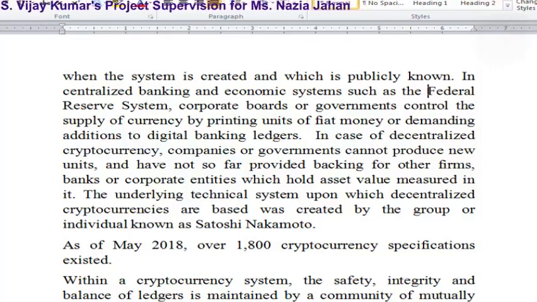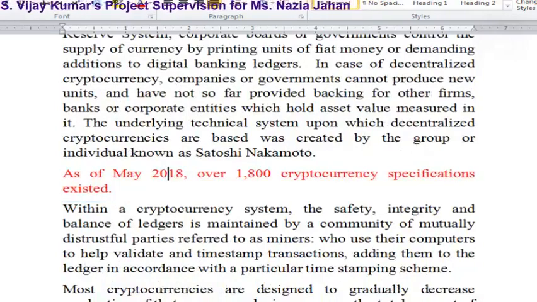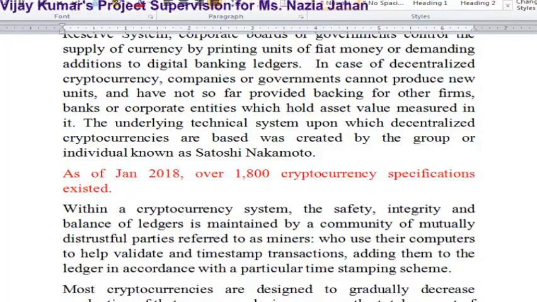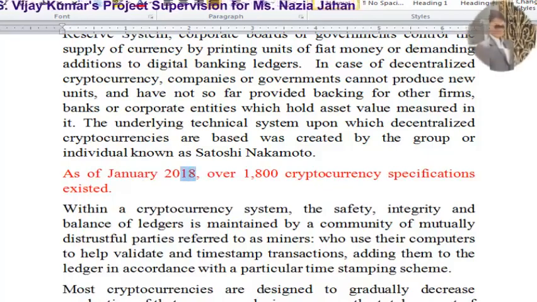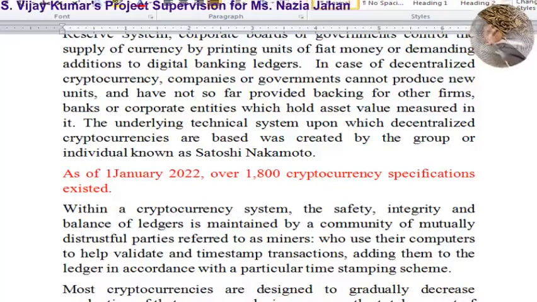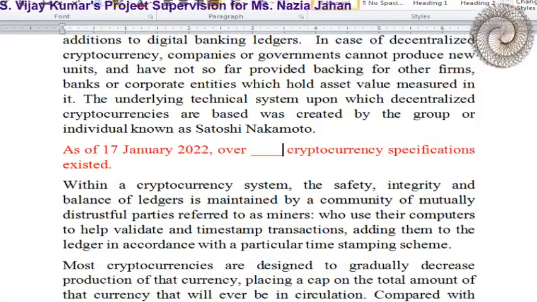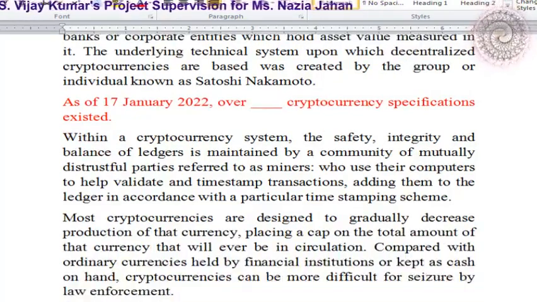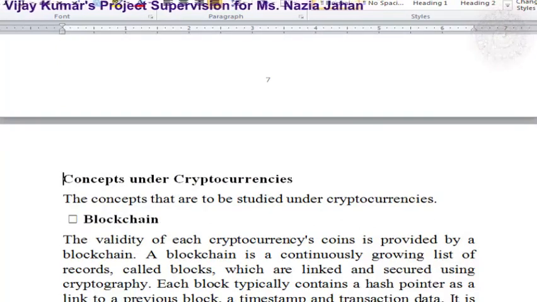Decentralized cryptocurrency. "As of May 18", this sentence should not be there, ma. Never. Specifications listed. Okay. As of January 2022, you should have it. Change "as of" to 17 January. What is the date? 2022. What is the date? 27 or 17 January. How many are there? You put it. Okay. Existed, because you are writing. Most currencies, concepts, and such sentences should go here. Fine, no problem. In different word formats, when you open and close, it will change.